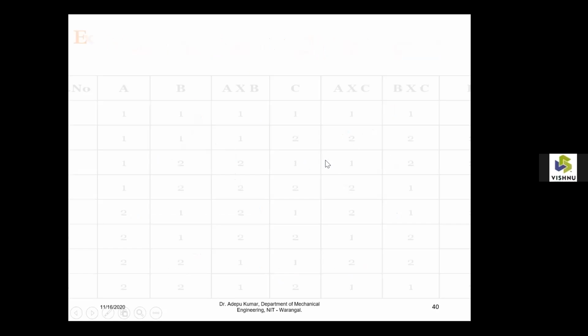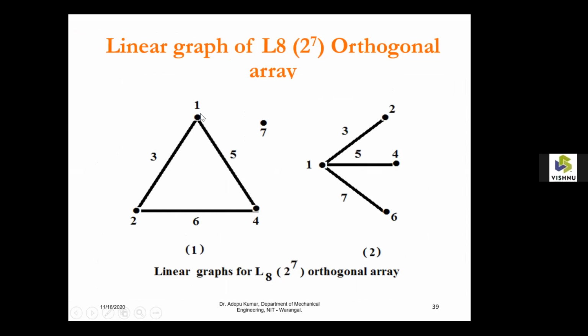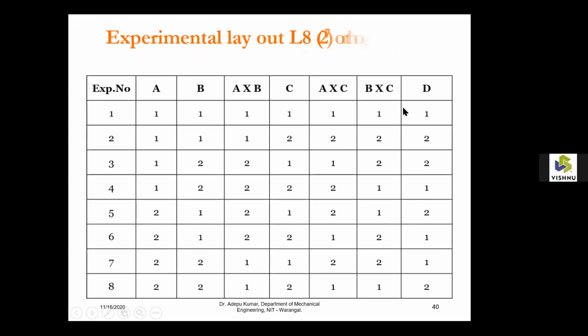For example, A cross B, C, A cross C, A, B cross C, D. Now, what do you understand by taking this as a layout, which represents the first linear graph or the second linear graph? So obviously, it is the first linear graph, because A cross B is there, A cross C is there, B cross C is there, D is alone. So now you are considering this layout.